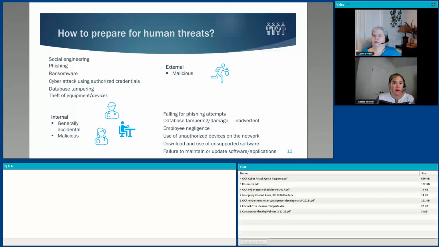Most of the time, these are generally accidental, although we have seen where they have been malicious. Generally, it's by someone who was a former employee who is now disgruntled and tries to make attempts to hack the data or steal a device or something along those lines. The internal threats are typically failing a phishing attempt, inadvertent database tampering, loading or installing software that should not be approved for load that's supported by your system, just basic negligence from employees, and also failure to maintain or update software applications when the updates come out that those need to be pushed out to your systems.